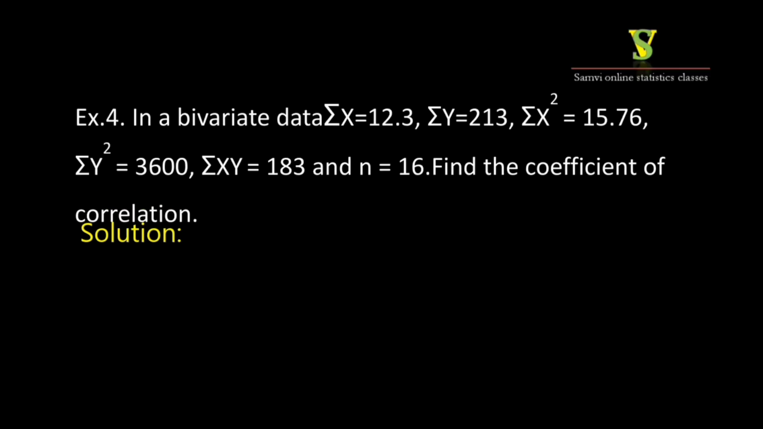Getting? Example 4. In a bivariate data, summation of x is 12.3, summation of y is 213, summation of x square is 15.76, summation of y square is 3600, summation of xy is 183, and n is 16. Find the coefficient of correlation.